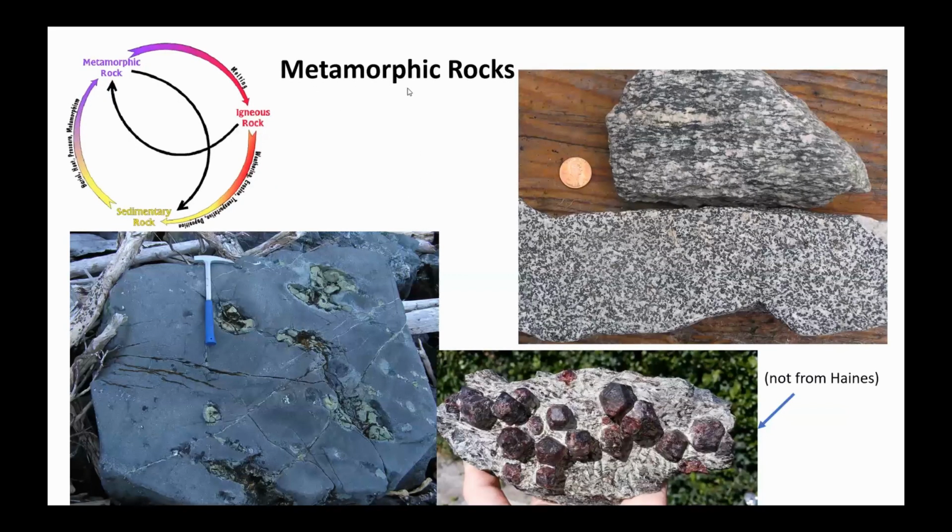Okay, let's look at metamorphic rocks. So they're rocks that have been changed. So an igneous rock or sedimentary rock or another metamorphic rock can be metamorphosed, so changed because of heat and pressure from being deep in the earth.